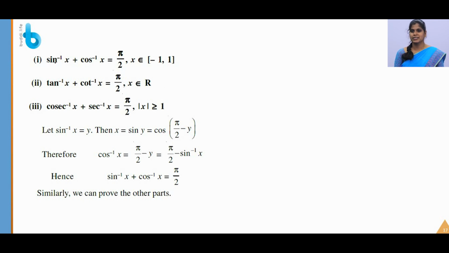See, let us take sine inverse of x as y. So, sine inverse of x equal to y, and if I take the sine inverse to the other side, I will get x equal to sine y. Now, I want the cos function here. So, I want sine to be changed as cos.